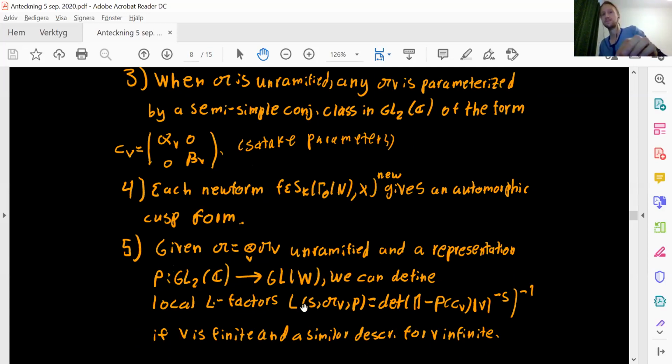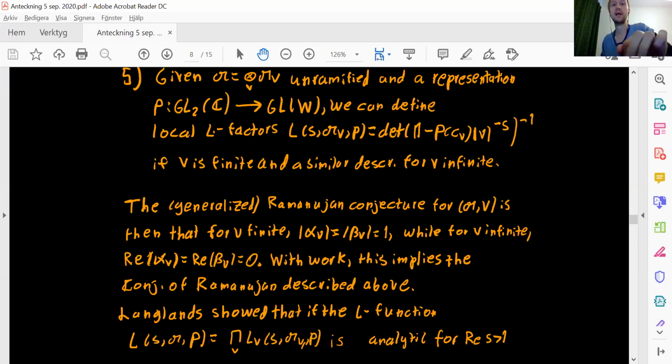Yeah. And then given such a representation, I can define a local L factor. This is some complex function that depends on this local representation here and our representation P. It's precisely the determinant of the identity minus the P of C V, where I apply the representation to this element here, so I get something that lives in GLW. So the C V comes from the pi at one of the places, and the P of C V is applied to this matrix. Yes. Okay. So this is how you define the local L factor. Then what I do is take the product of these local L factors, and this gives me precisely this L function.